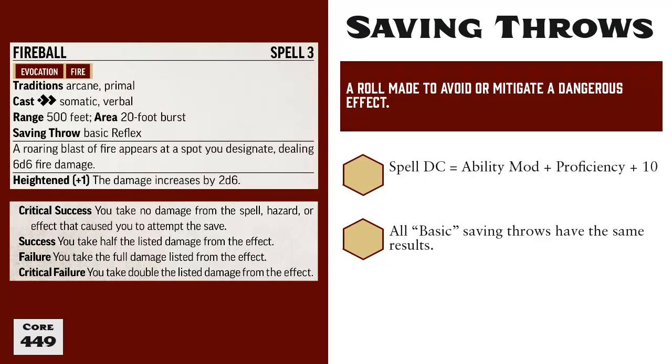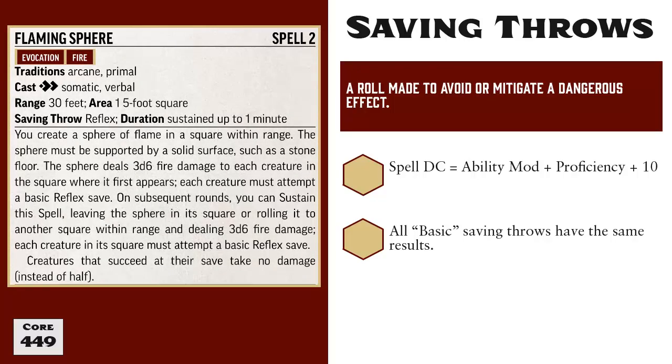Fireball calls for a basic reflex saving throw. When cast, all targets in the burst area must make a reflex saving throw versus the caster's spell DC. On a success, they suffer half of the fireball's damage. On a failure, they suffer the fireball's full damage. On a critical success, they suffer no damage at all. And on a critical failure, they suffer double the normal damage. That's how basic saves usually work, but as always, there are a few exceptions.